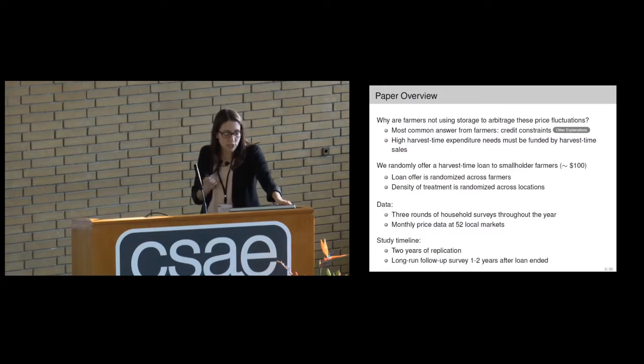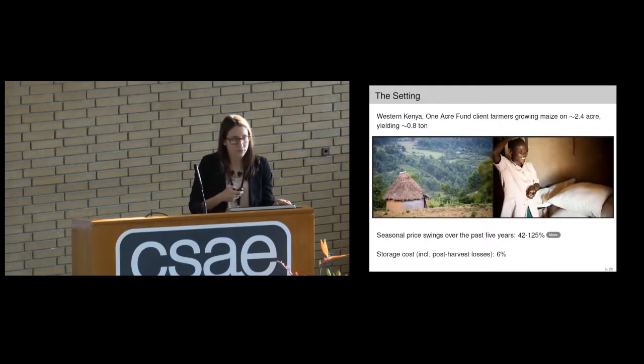In terms of timeline, we conduct 2 years of replication. So there's actually an internal replication analysis here in this paper. And we also run a long-run follow-up survey 1 to 2 years after the loan is completed to look for long-run effects, or to see if farmers are able to start saving their way out of this credit constraint.